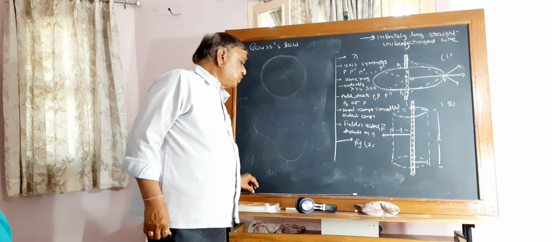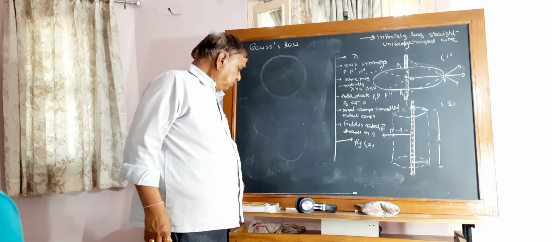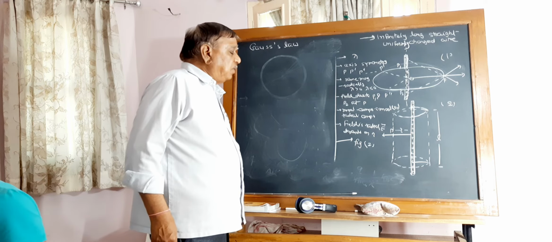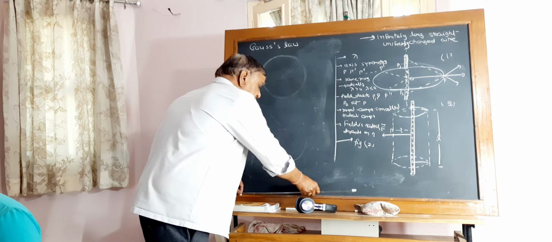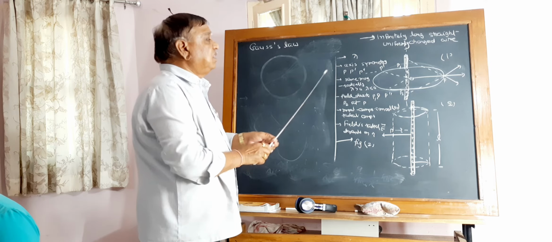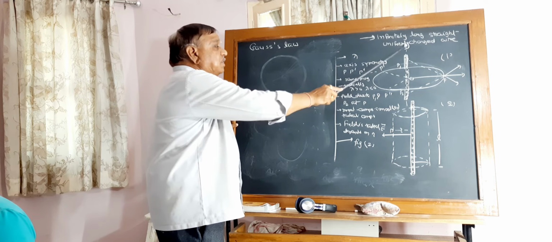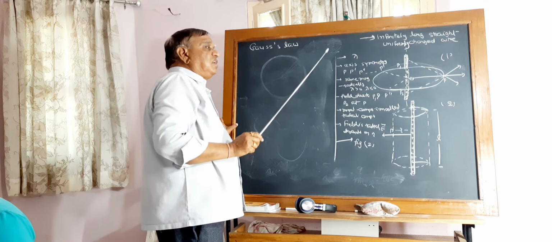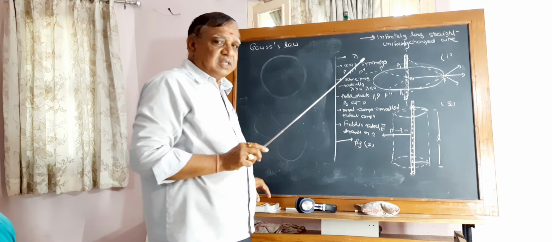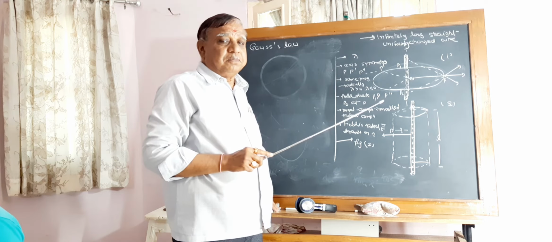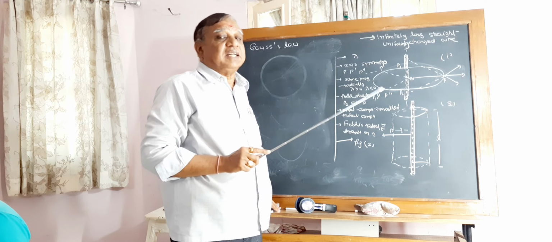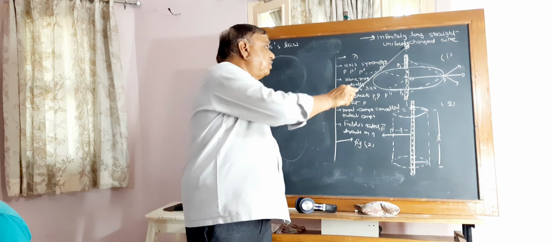Now see, as shown in the figure, we have taken a long wire, an infinitely long wire, and for convenience we have taken it uniformly positively charged. Uniformly positive charge.